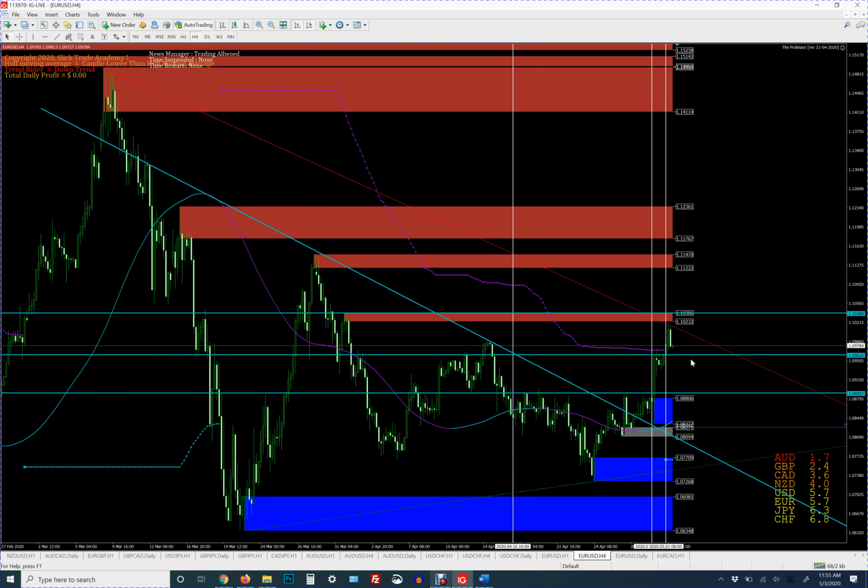Now, what does that mean? That simply means that I am going to use this. Let's look at the range of this. So we have a 78 pip range, okay? A lot can happen within a 78 pip move like that, okay?